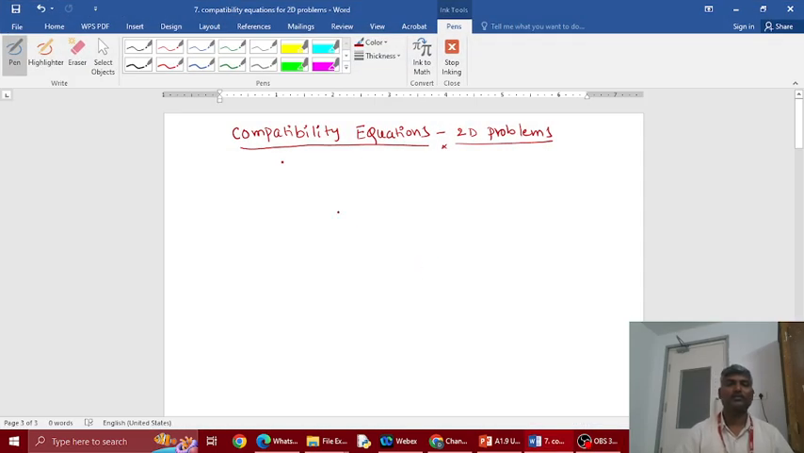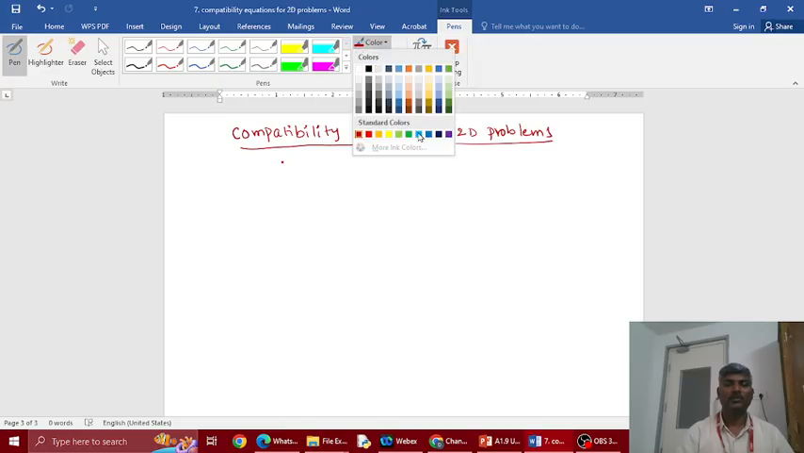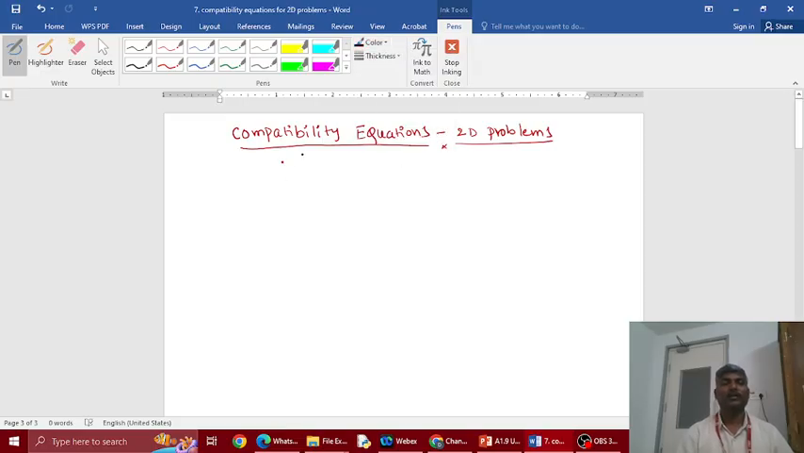Good morning, dear students. This session we'll talk about compatibility equations for two-dimensional problems. How do you generate compatibility equations? In general, why do you need them? If any problem cannot be solved using equilibrium equations alone, you need to take the help of compatibility equations.